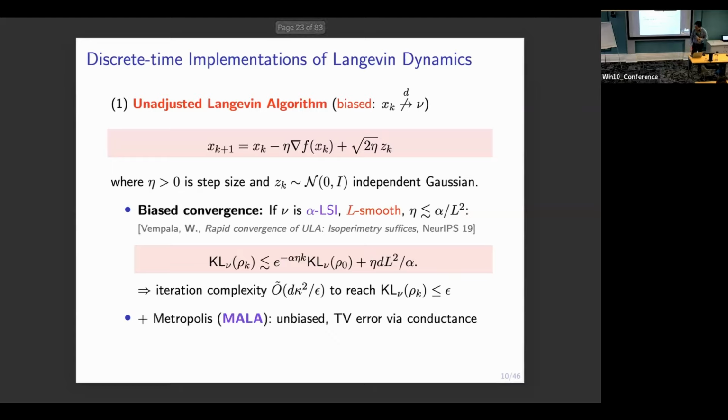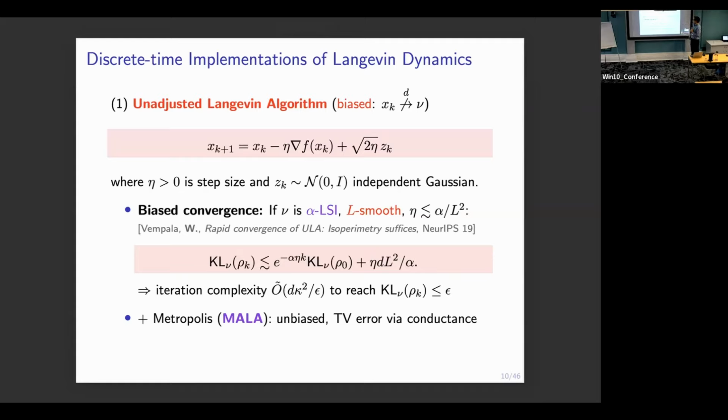And this 1 over epsilon is actually problematic because in continuous time, we have exponentially fast convergence. So really the correct rate to expect is log 1 over epsilon. Right? And we know how to do that in optimization for gradient descent, for example. And yeah, surprisingly for this basic algorithm, we don't have that.